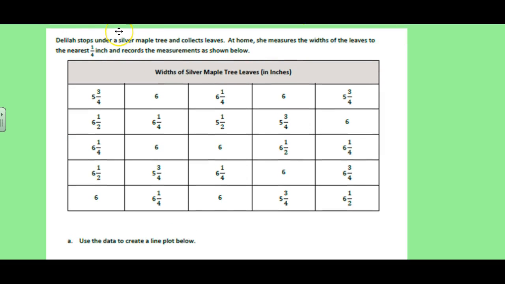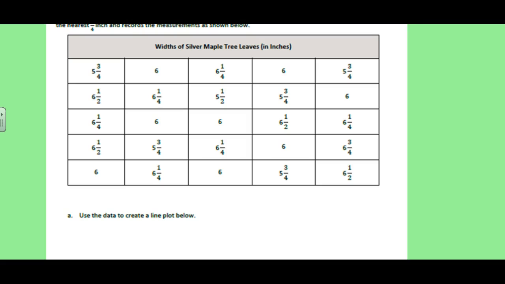So let's read what this line plot is about before we begin. So it says, Delilah stops under a silver maple tree and collects leaves. At home, she measures the widths of the leaves to the nearest fourth inch and records the measurements as shown below. So that tells us already that we're definitely going to need to be working with fourths whenever we're making our line plot. And you can see on here that we have some fourths, like 3/4 and 1/4.